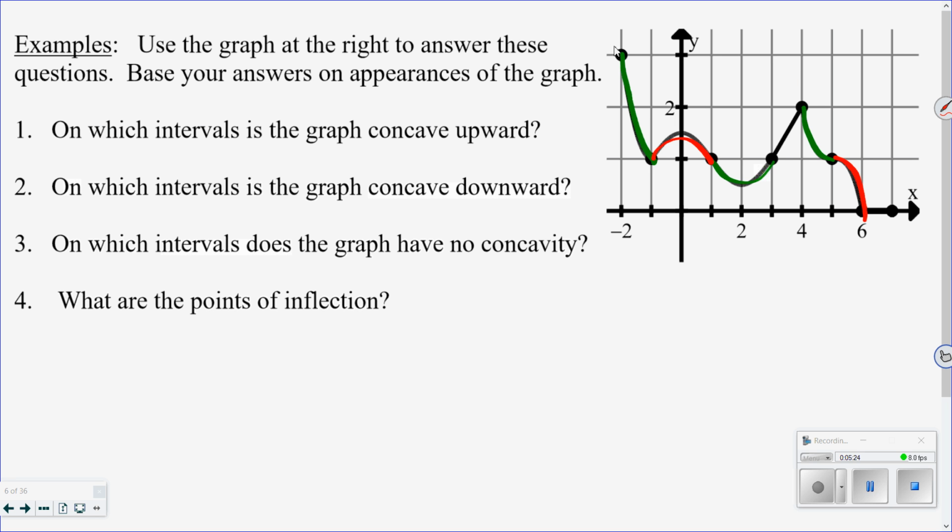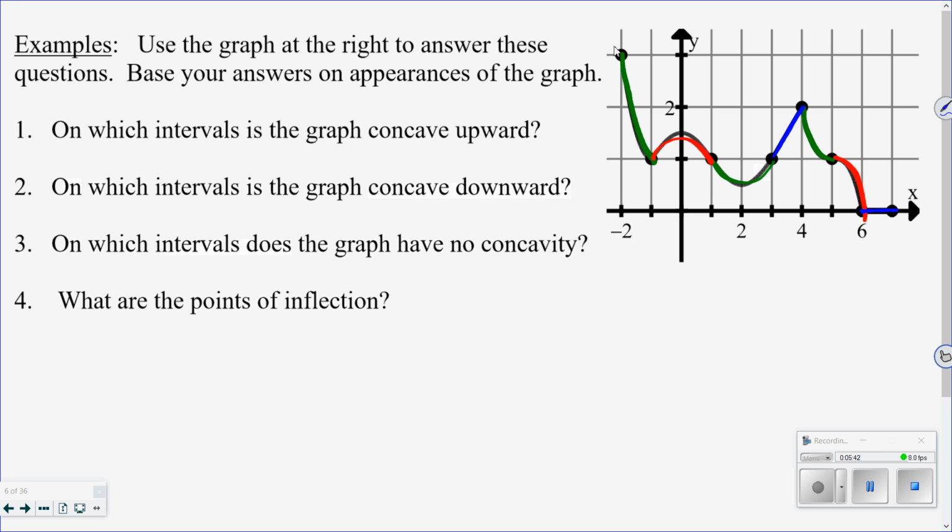When is there no concavity? Well, that's right here, the graph is straight, so it's not concave up or concave down. Remember, we're looking at the rate of change of the slope. Well, the slope is constant. It doesn't change. Also right here, slope is constant. It doesn't change. There is no concavity.